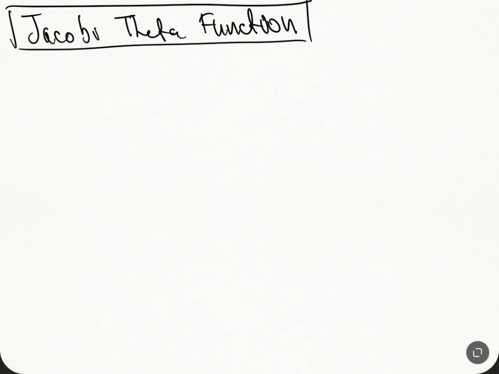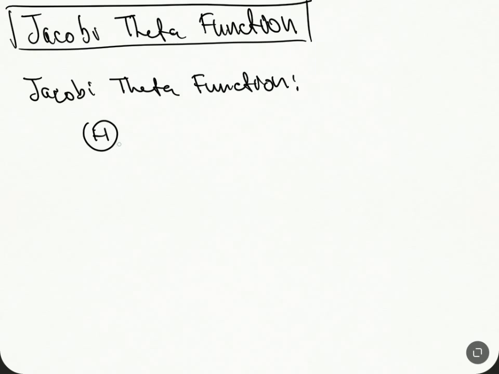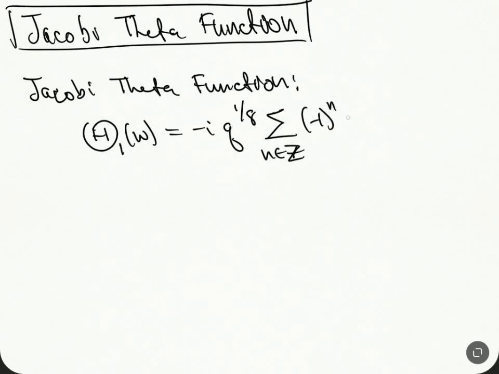So the Jacobi theta function is the following series. Okay, so it's minus i q to the 1/8 sum, n over the integers, (-1)^n q^(n(n+1)/2) w^(2n+1). Okay, so this is the Jacobi theta function.